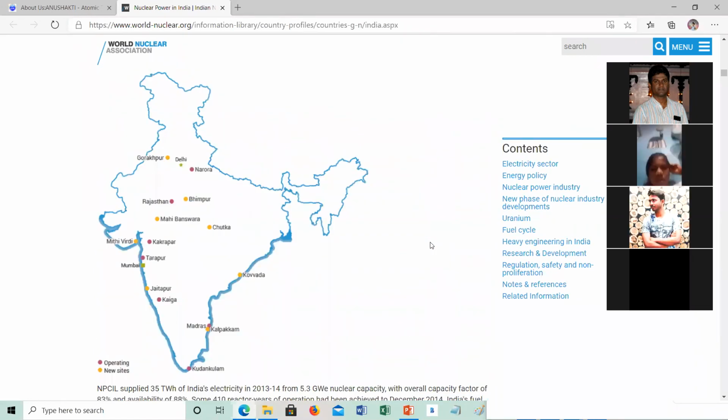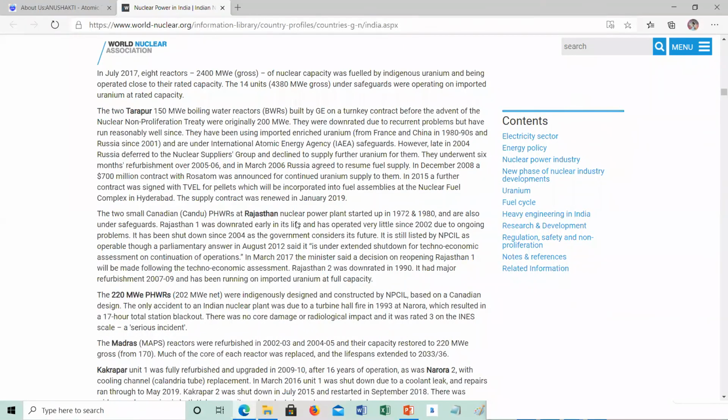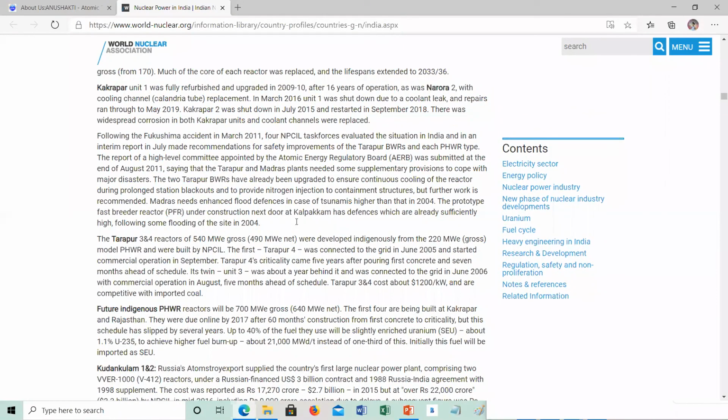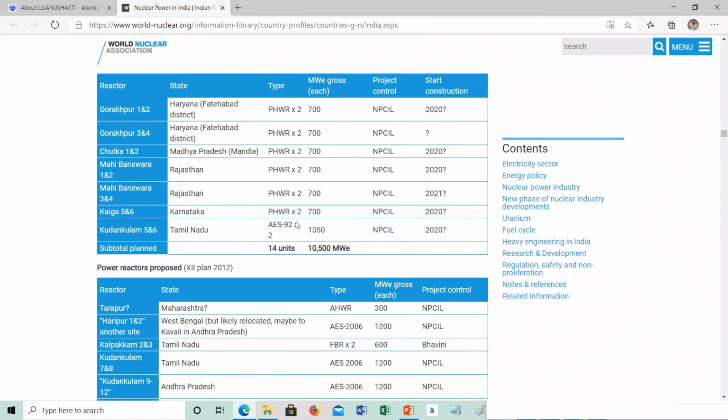This is the map of operating and new sites. The purple color is operating sites, and the yellow color is the new sites, for example Jaitapur in Maharashtra. In this table they give information about who controls these. For example, Gorakhpur 1 and 2 in Haryana is controlled by the company NPCIL, which is a PSU.